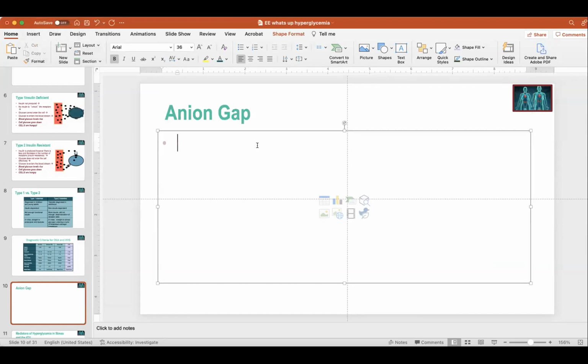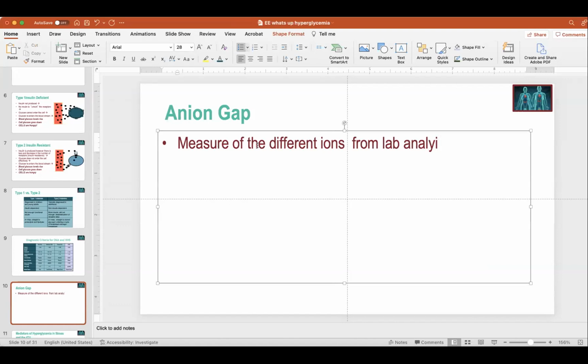The anion gap is a measure of the different ions from our lab analysis. So not what we actually have in our blood, because, analysis, sorry. What we actually have in our blood is going to be different than what we measure in the lab. So we use sodium to represent the positives, and we're going to subtract the measured negatives.